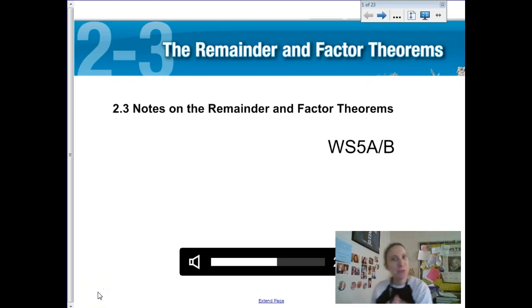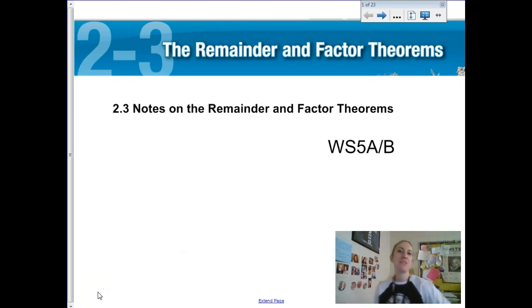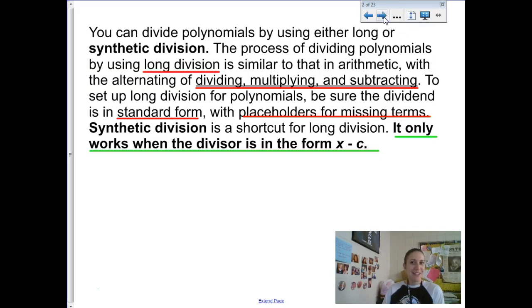Hi, so 2.3 is a lesson on us doing synthetic, maybe long division, and figuring out what the remainders of quotient and division problems are, and figuring out what that means as far as factors of our polynomials. So this is the basis of the fundamental theorem of algebra, and we're going to be doing a lot of work. Some of it's going to be familiar, some of it's a little new, depending on your background.